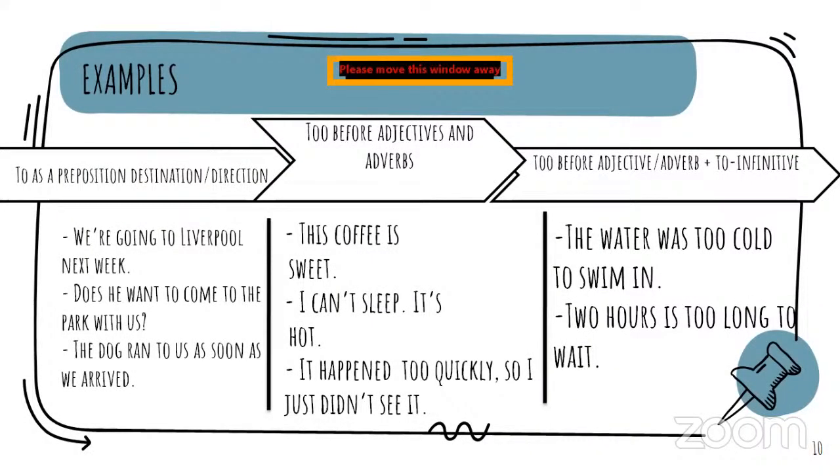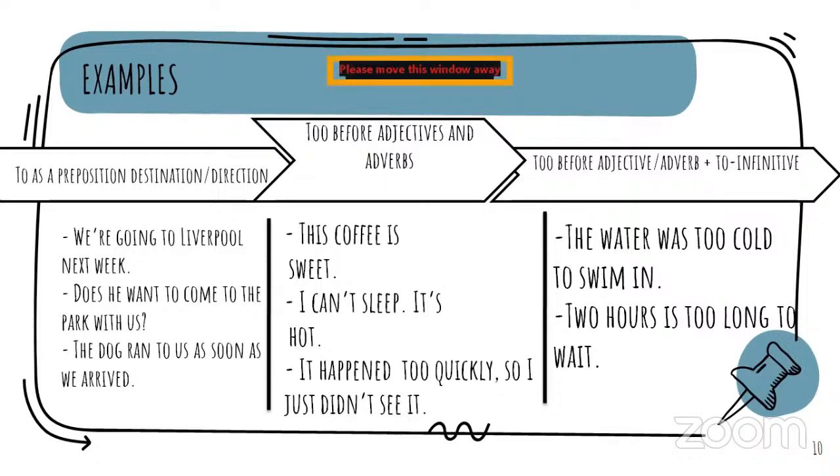Example: to as a preposition, definition or direction. We are going to Liverpool next week. Does he want to come to the park with us? The dog ran to us as soon as we arrived.